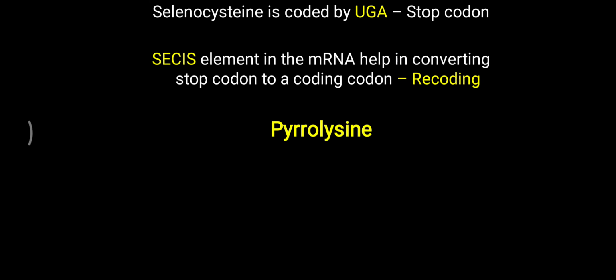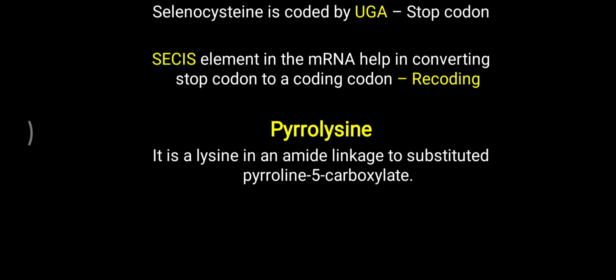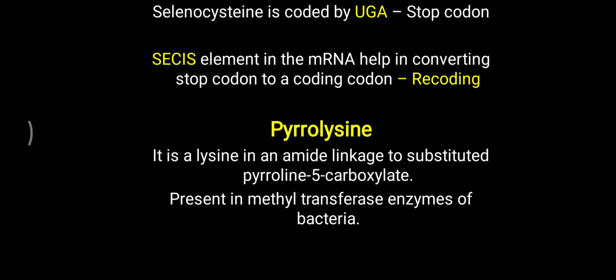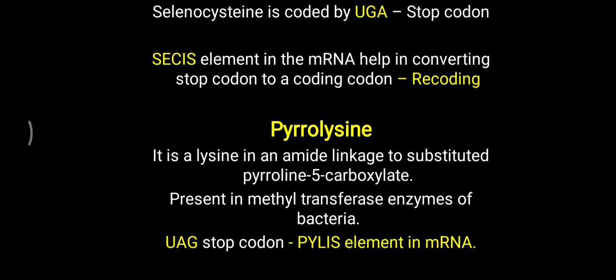Now the 22nd amino acid is pyrrolysine. Here you can see the name lysine in it. It is a lysine in an amide linkage to a substituted pyrroline-5-carboxylate, and that makes pyrrolysine, the 22nd amino acid. Here again a similar element is needed for the making of pyrrolysine. Pyrrolysine is present in the methyltransferase enzymes of certain bacteria which contain this particular amino acid in some enzymes. So that is the methyltransferase enzyme.